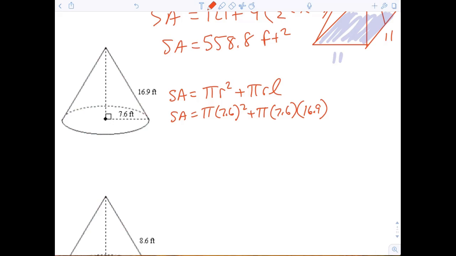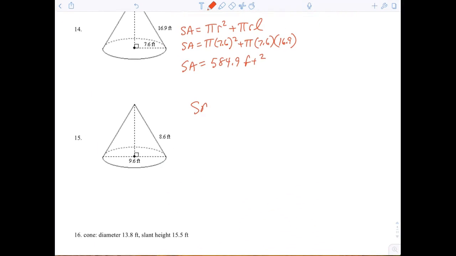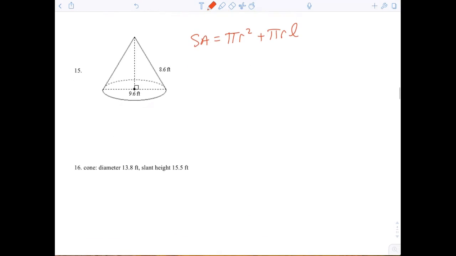Remember, don't take somebody else's word for it. Surface area is equal to square feet. Everybody happy with that? Double checking things. Ian? Okay, again, surface area equals pi r squared plus pi rl. Again, 16. Surface area equals pi r squared plus pi rl. Notice I'm writing the formula every time to help myself. All right, I want everybody to do 15 and 16 quickly. Chop, chop.